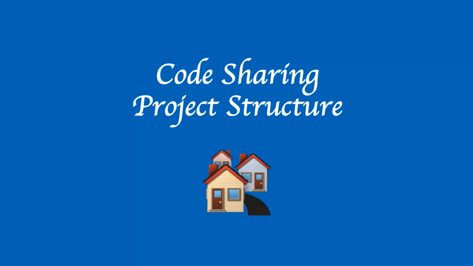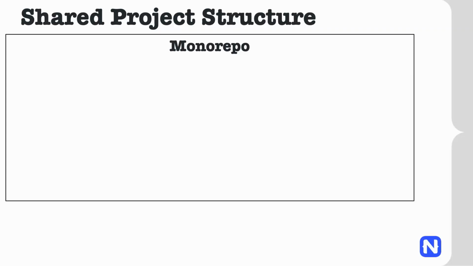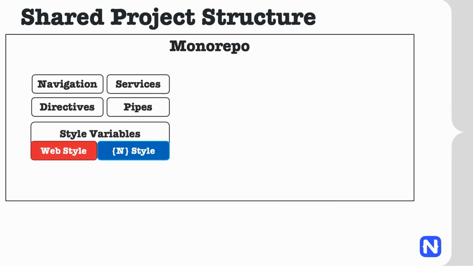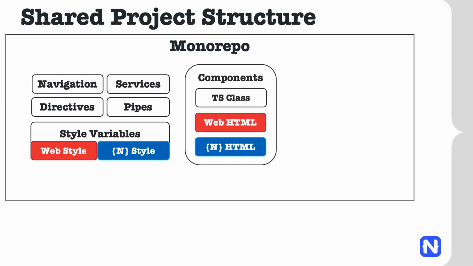So, code sharing project structure. When I started on this project, I envisaged it as one big mono repo where I just drop everything in there. So anything that deals with the navigation, my services, directives and pipes, those are very Angular specific. But even with my styling, I could maybe share some of the styling, but then I would have style sheets that are web and NativeScript specific, because you may want to style your web and mobile apps in slightly different ways.